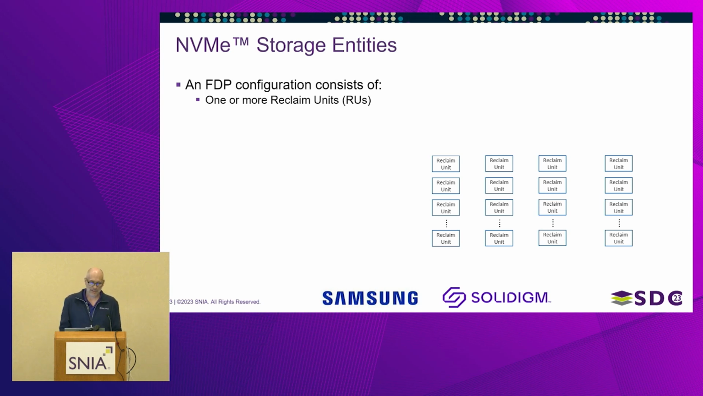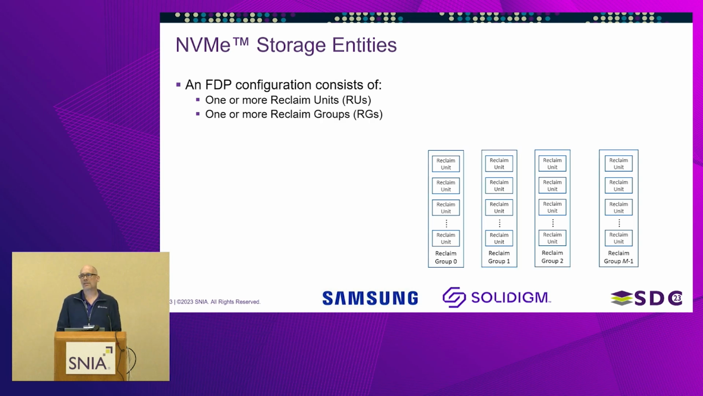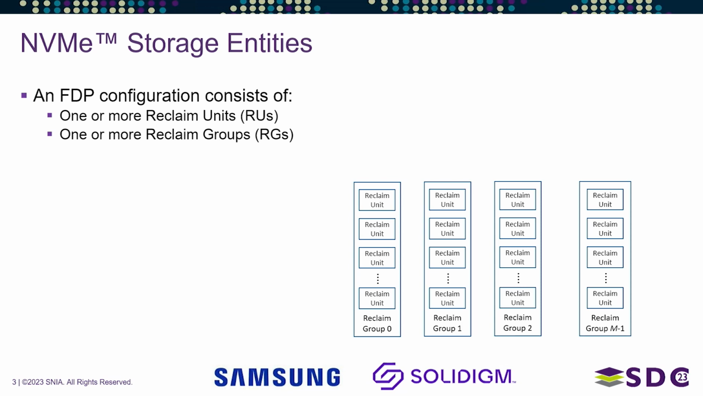Looking at this cartoon again, essentially I have an FDP configuration. It's going to consist of one or more reclaim units, and those reclaim units are combined into what's called a reclaim group. So as I write to one of these reclaim units and it gets full and gets erased, it pretty much stays within that reclaim group. Those are the first two things that the host system needs to understand, and again, this will be defined by the configuration. The host uses the identify command to get the configuration.